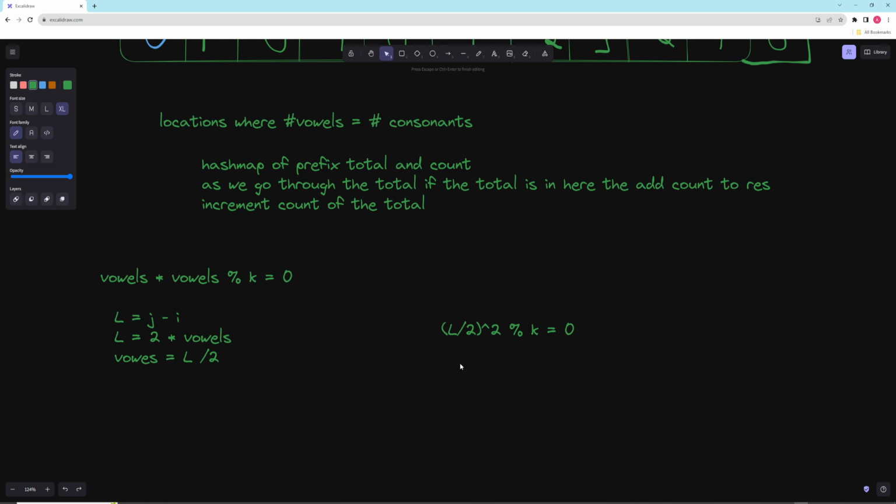And what is the length? So the length is just 2 indices, right? So length is just j minus i, squared. Oh, and by the way, let's also factor out this 2, right? So this 2 is just going to be like this, because length over 2 squared is just going to be like this. This mod k equals 0.